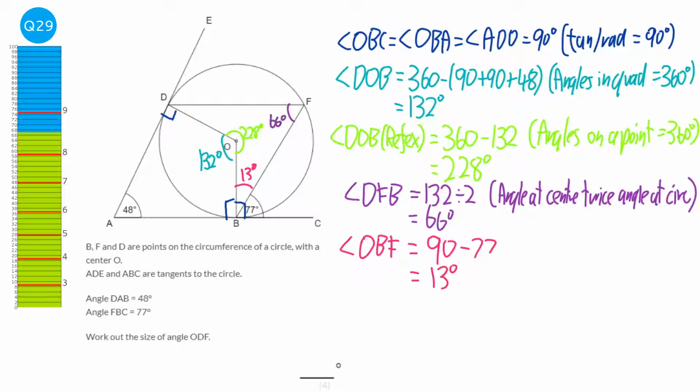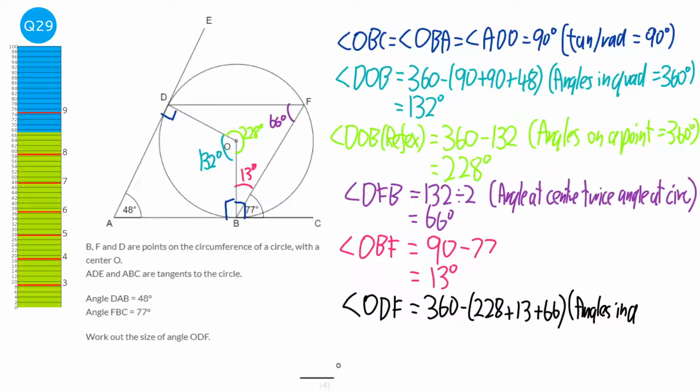And the final thing really here is that we've got a quadrilateral here, kind of arrowhead, and we've got 3 of the angles, 1, 2, 3, and we're looking for the third one. So angle ODF is going to be 360, take away all the angles that we know, so the 228, the 13, and the 66. And the reason being the same as before, so angles in a quadrilateral add up to 360 degrees. And when you do that, you get the answer of 53 degrees. So this angle here is going to be 53 degrees.